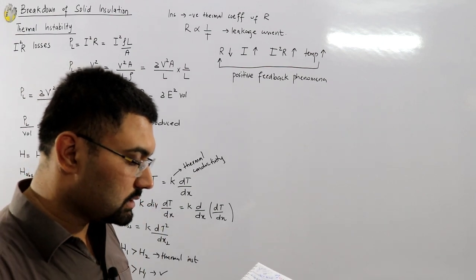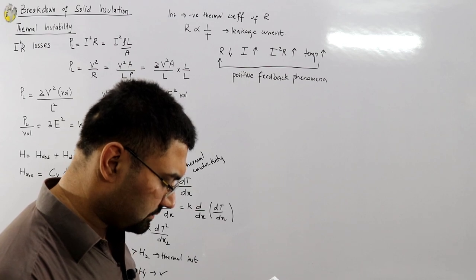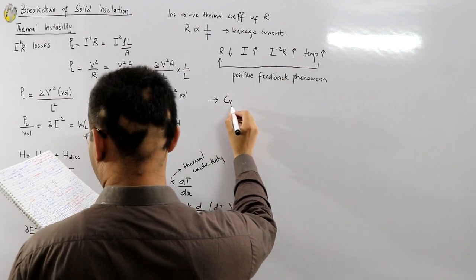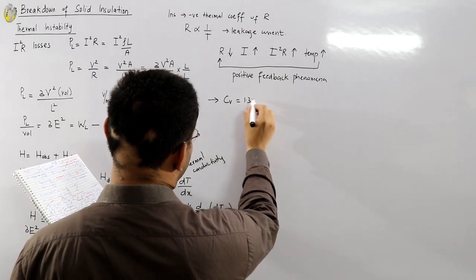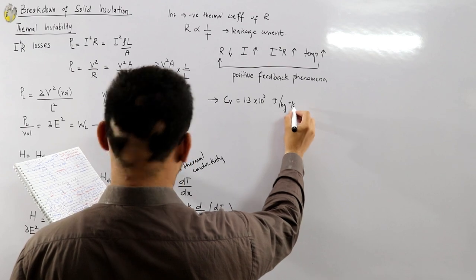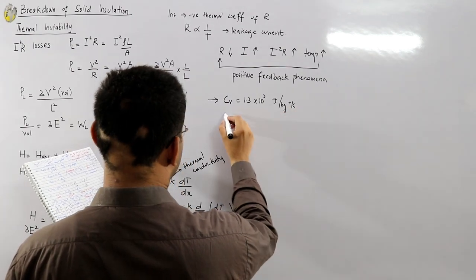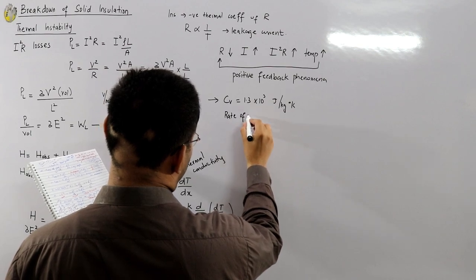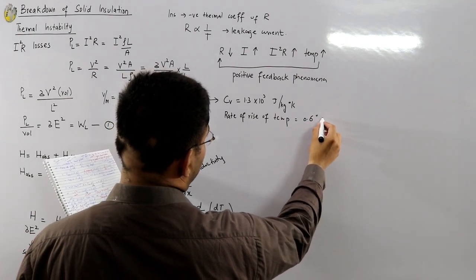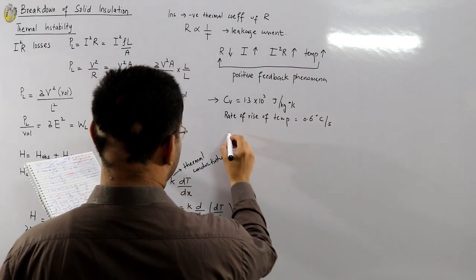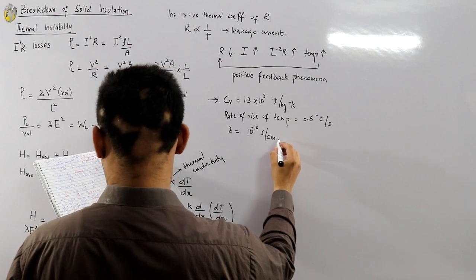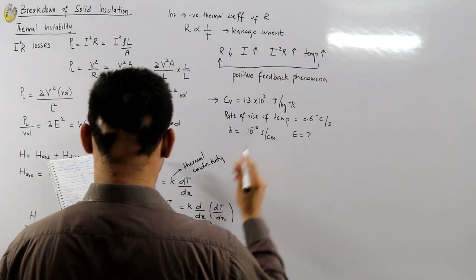If I talk about a numerical example over here, the CV is given for a material which is 1.3 into 10 to the power 3 joule per kilogram per degree Kelvin. The rate of rise of temperature is given as 0.6 degree centigrade per second. Conductivity is given as 10 to the power negative 10 Siemens per centimeter. The electric field is required to bring about thermal instability.